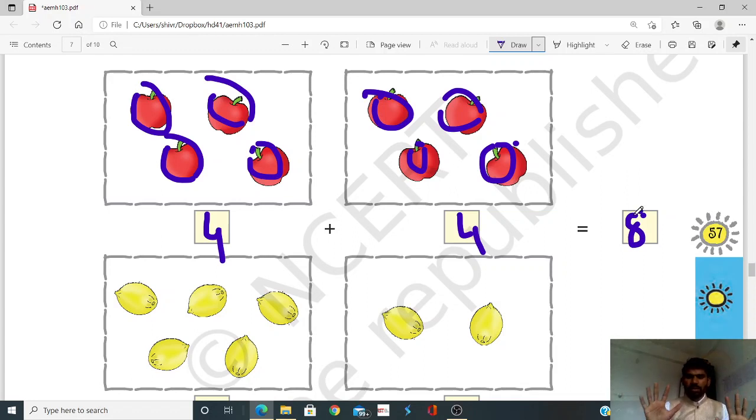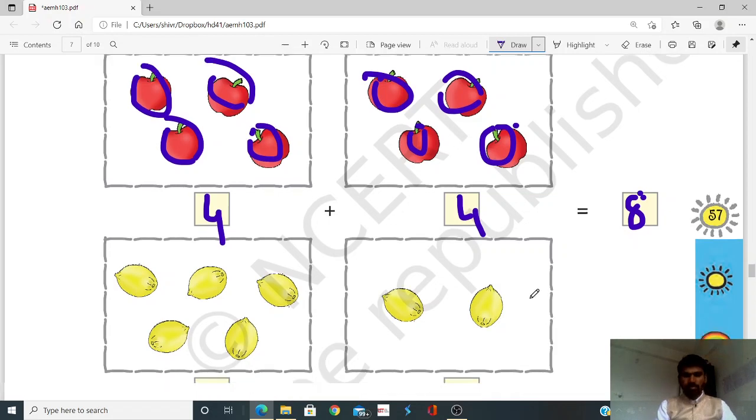Here you can see my hand. This is 5, but here we have given 4 plus 4 is equal to, here you can see all together 1 2 3 4 5 6 7 8. Therefore our answer will be 8, right?